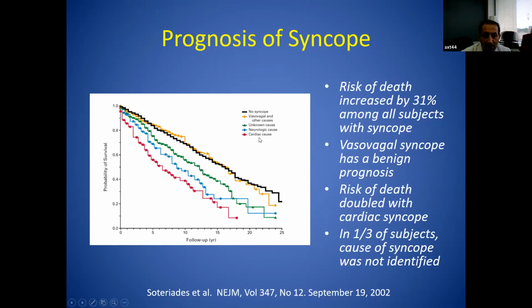However, if you find a cardiac etiology, that's the red line, then your prognosis is much poorer. And same if you find a neurologic cause for syncope. But as you can see here, the risk of death increased by 31% among all subjects with syncope. But again, when you break it down, vasovagal syncope has a benign prognosis, but the risk of death doubles with cardiac syncope.